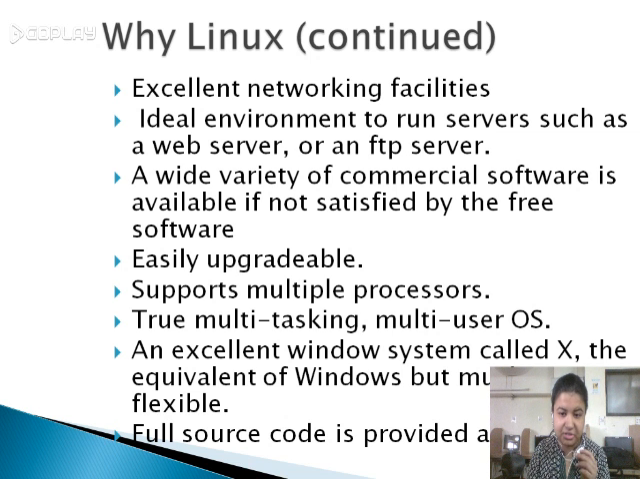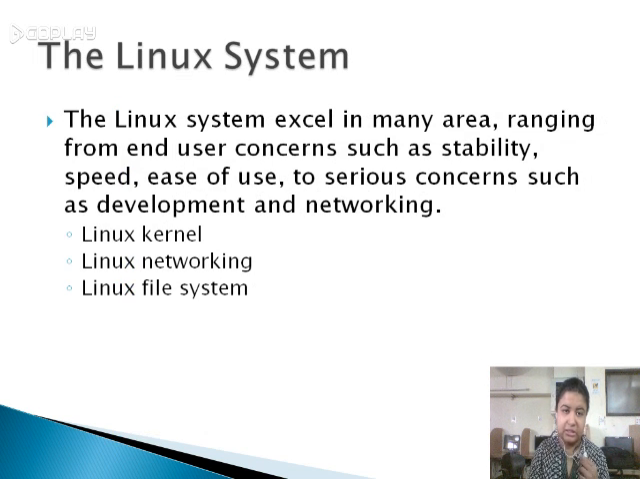An excellent windowing system called X, the equivalent of Windows but much more flexible, and full source code for Linux is provided and it is free. The Linux system. Now, the Linux system excels in many areas, ranging from end-user concerns such as stability, speed, ease of use, to serious concerns such as development and networking. Now, there are three parts. We have Linux kernel, Linux networking, and Linux file system.